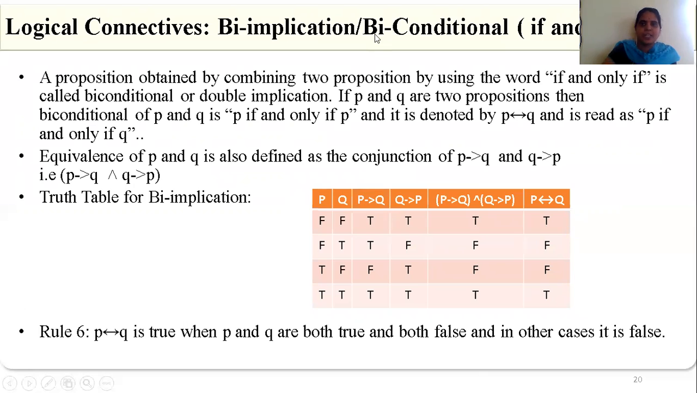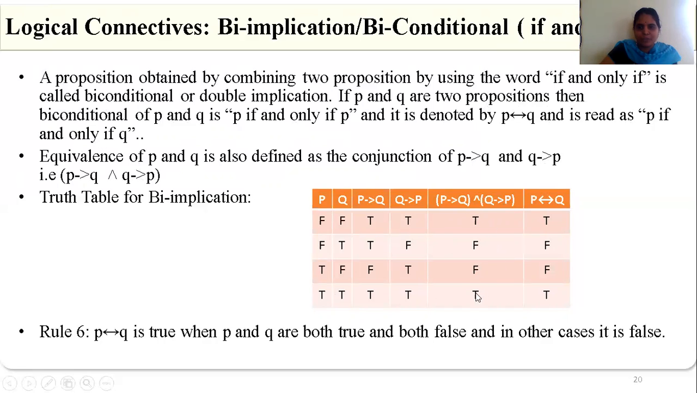Next, biconditional or double implication, also called if and only if. The proposition obtained by combining two propositions by using the words if and only if is called biconditional or double implication. If P and Q are two propositions, then the biconditional of P and Q is P if and only if Q, and it is denoted with this symbol. Read it as P if and only if Q. This is logically equivalent to this statement.